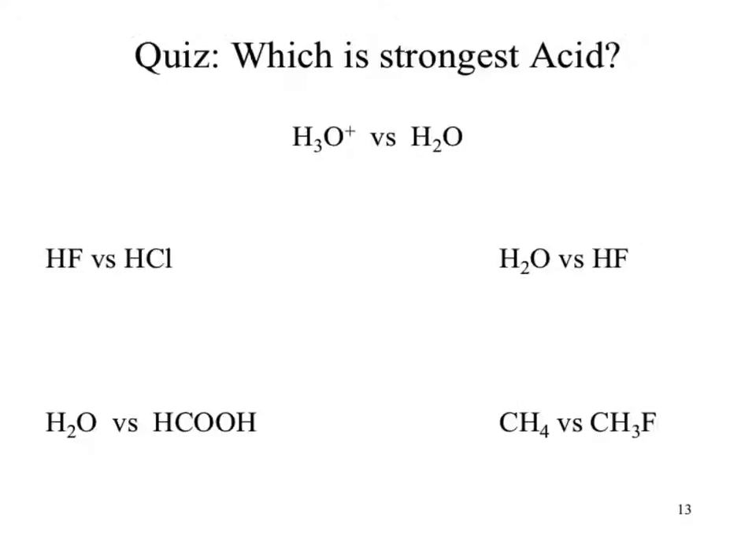H3O plus versus H2O. H3O plus is the stronger acid, and of course, we always got to follow that up with why. So, get rid of the hydrogen. What would you end up with? H2O. We get rid of H plus. What do we end up with? I do not accept HO. OH is better.